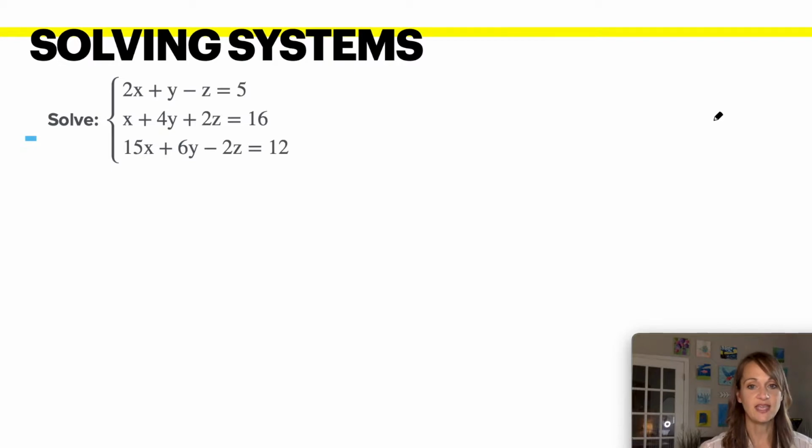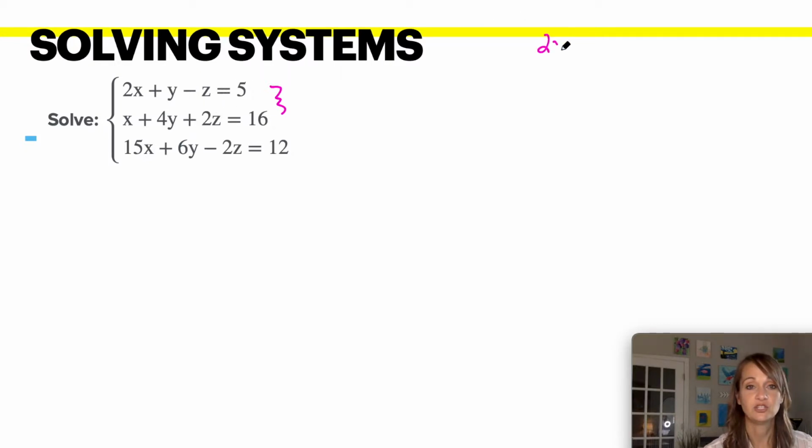Now in this case, we do not know z or y or x. So here is what you do step by step. First thing we need to do is eliminate a variable. So choose any 2 equations to eliminate the variable. I'm going to choose the first and the second equation in order to eliminate the z.